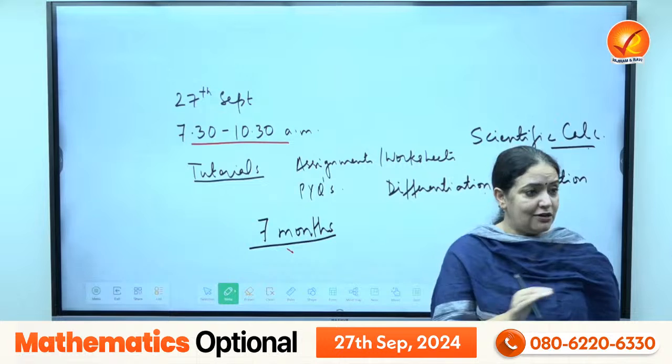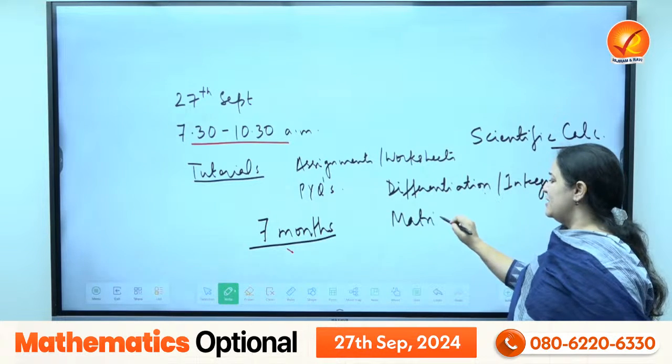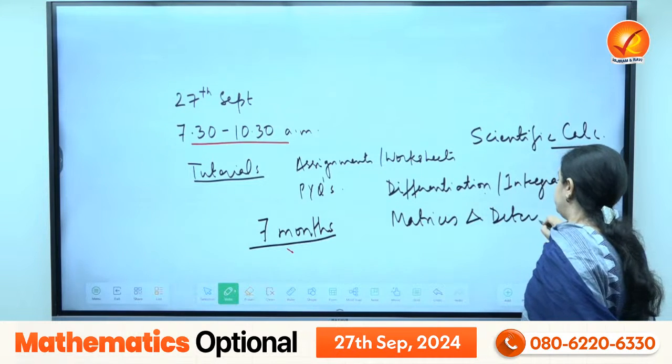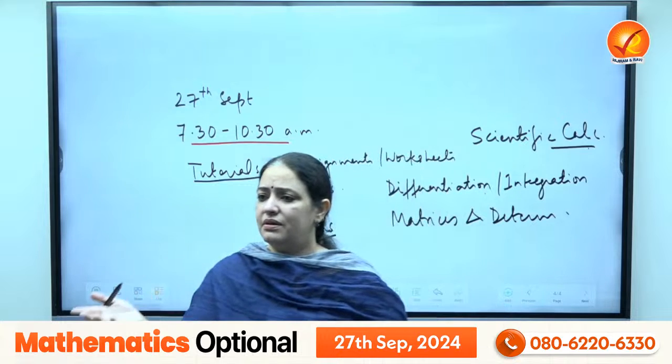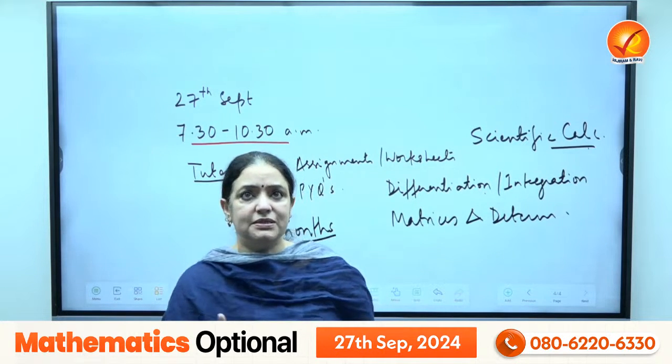So you can use the scientific calculator to the hilt, for differentiation and integration. Then the basics of matrices: how to find the matrices and determinants, how to multiply two matrices, how to find the inverse, right? And how to find the determinants, what the properties of determinants are, basics of that.